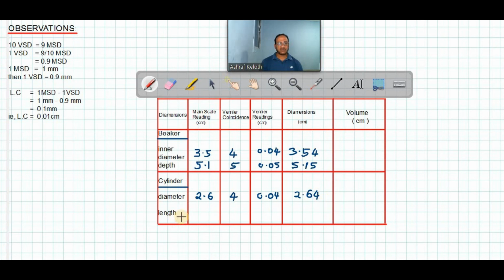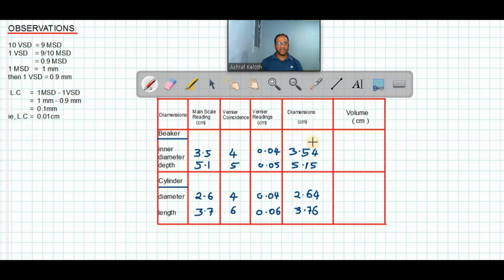Then when we measure the length of the cylinder, we got the main scale reading 3.7 centimeters, and the vernier coincidence was 6. The vernier reading will be the vernier coincidence multiplied by the least count 0.01, that is 0.06. Now adding these two, the main scale reading and vernier reading, will give the total length of the cylinder, that is 3.76. Okay, so these are the measurements we obtained from the vernier.